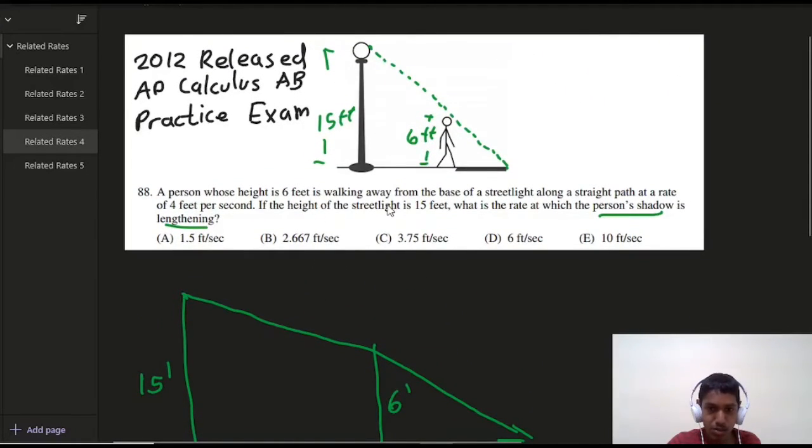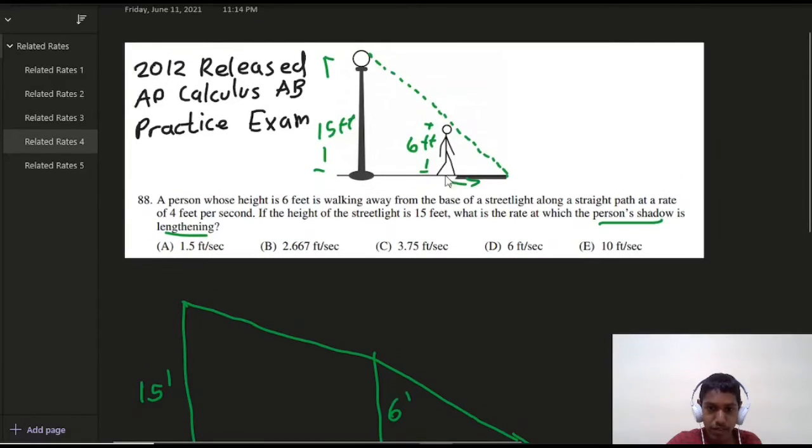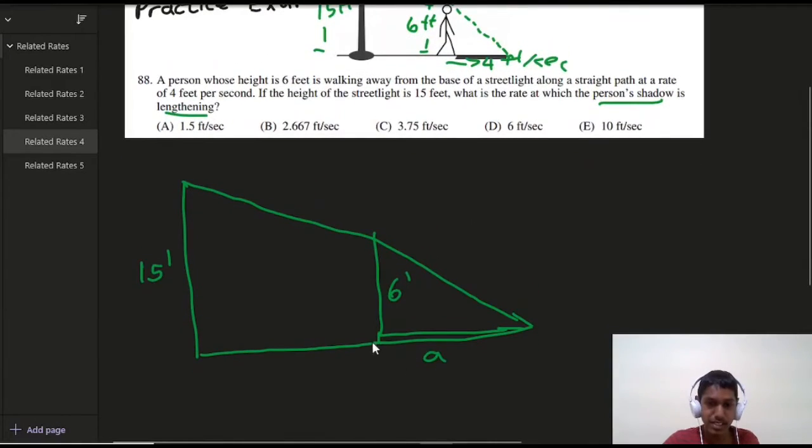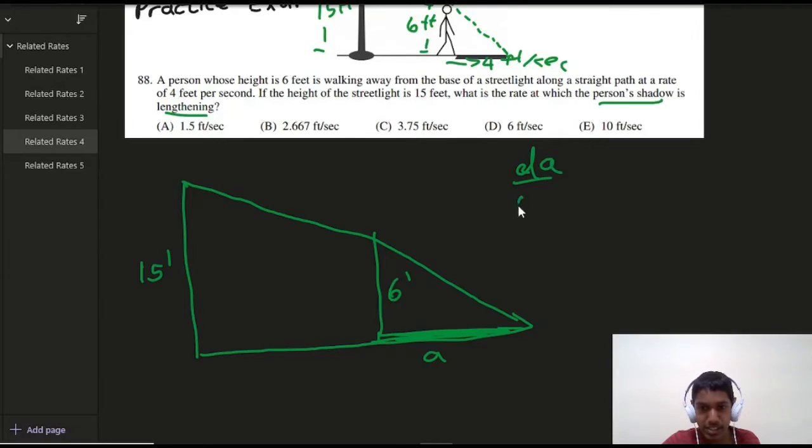Okay, so he's walking away at 4 feet per second. So what does that correspond to in our drawing? Now, pro tip: give things names. If you give things names, you can start to say things about them mathematically. So let's call this A. If this is A, and this is the shadow, this is what we really want. So what we really want is dA/dt, because dA/dt will give us the shadow length. I'll highlight this in red to make this clear.